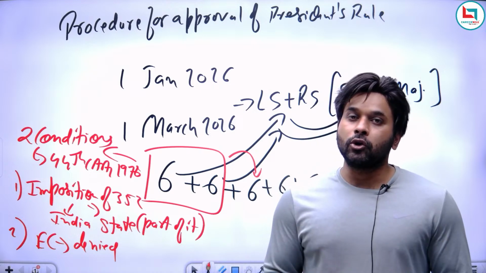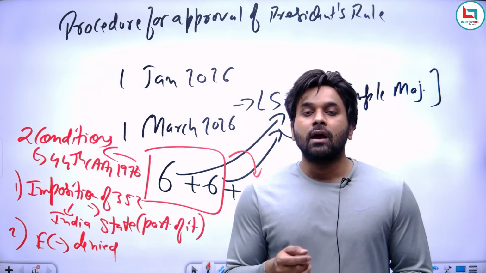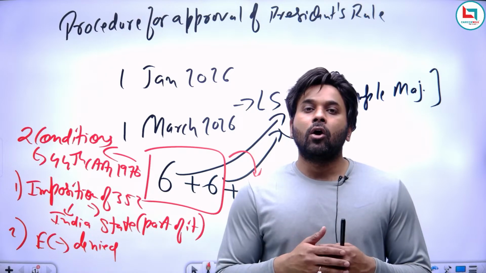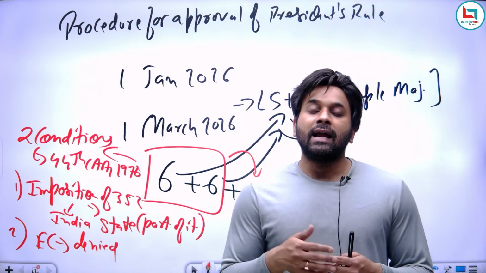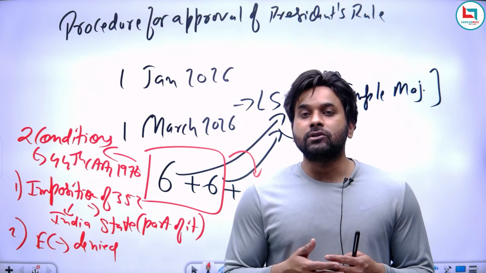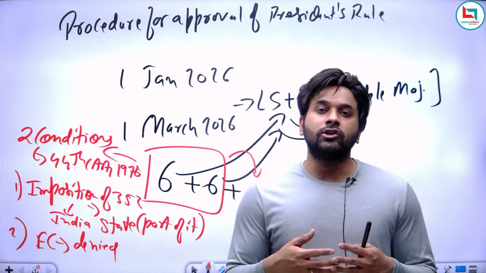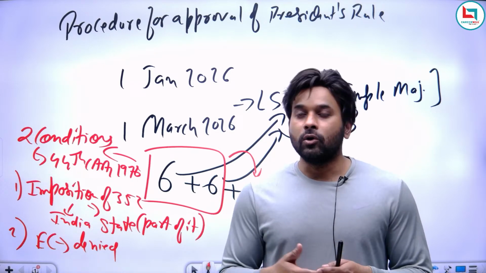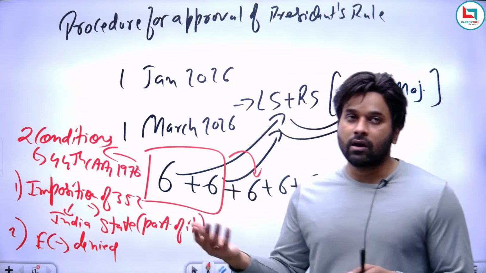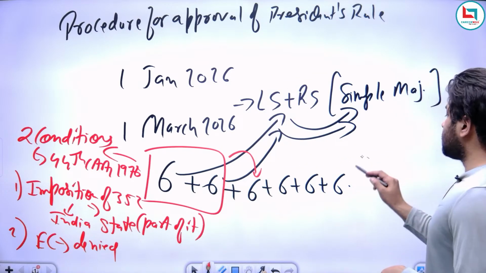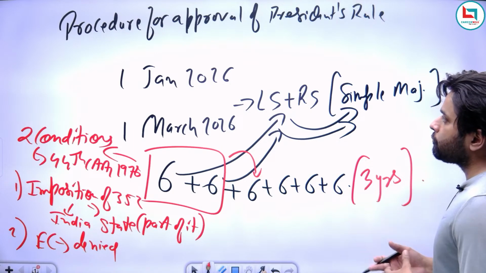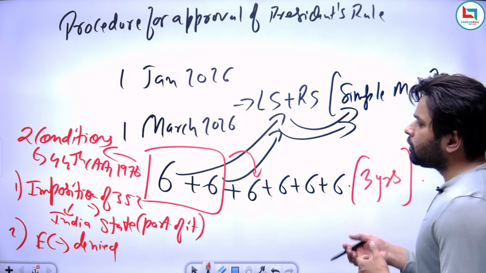And I'm again going to repeat these two conditions. The first condition is imposition of national emergency in the entire country or whole state or any part of it. And the second condition is the Election Commission has said that we cannot conduct election to the legislature of the concerned state because of some difficulties. Only then we can continue president's rule beyond 1 year. And the maximum limit for imposing president's rule is 3 years. So this was the procedure for imposing president's rule or approval of president's rule.